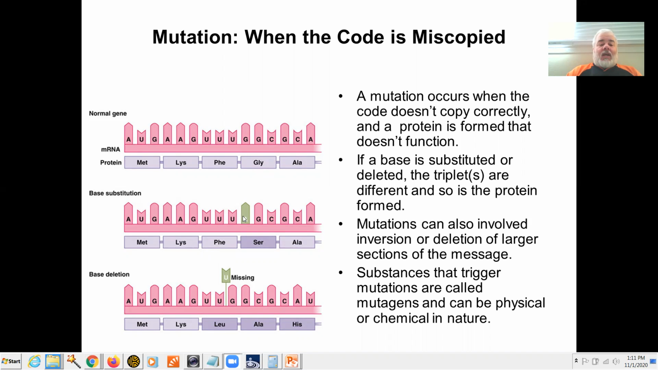But let's say this G becomes an A. This is a simple point mutation, and GGC is glycine, but AGC is serine. So now there's a new amino acid that could have a minor or a major effect on how that protein functions. And that's why we have different alleles.